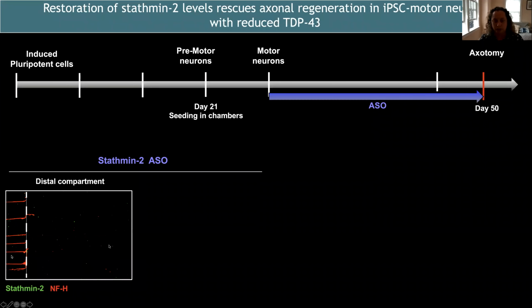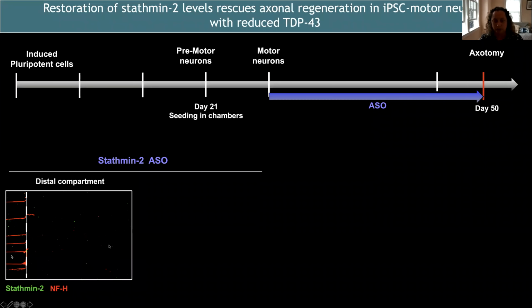And so that was very encouraging and led us to propose that we should find ways of restoring stathmin 2 in TDP-43 deficient cells. And of course, there are several strategies. One that we are taking in collaboration with IONIS Pharmaceuticals is to use antisense oligonucleotides. And so ASOs can act in different ways. One way of the ASOs, depending on the chemical modification, is that they can block splicing of target genes. And this is the approach that has been developed to block the abnormal splicing of SMN in another motor neuron disease called spinal muscular atrophy, and this is an FDA-approved drug.